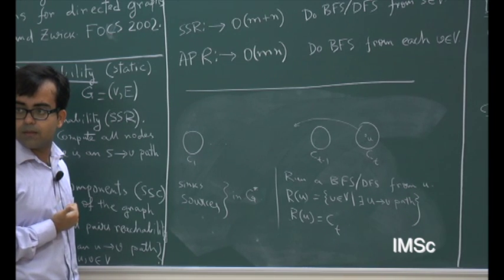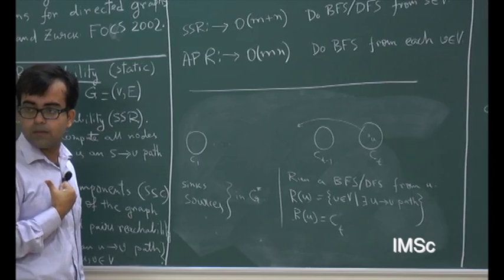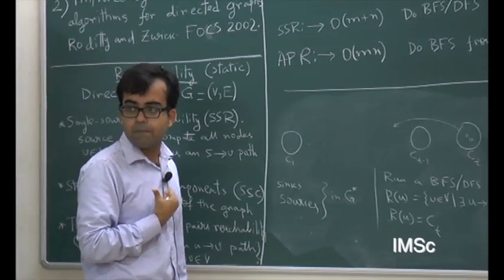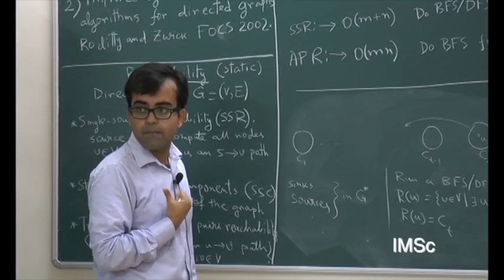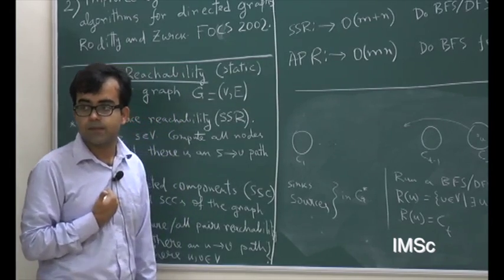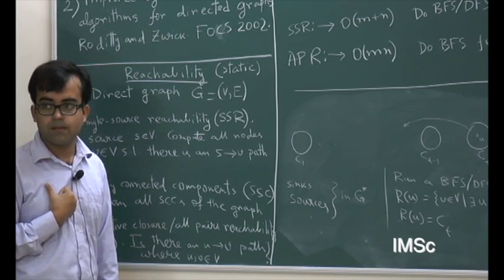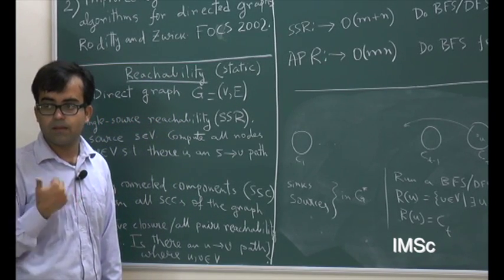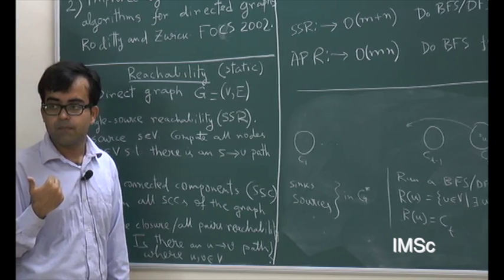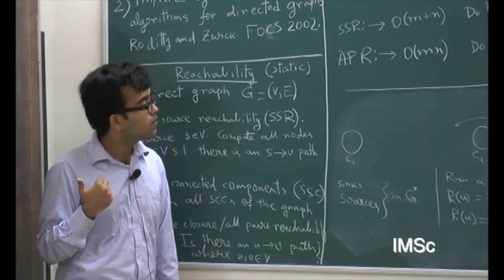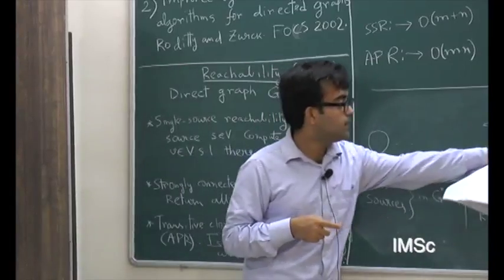Clear? We are finding the SCCs. Yes. Strongly connected components. How do you ensure there is a v-u path? Because that's a sink he's in. It's a sink, right? CT is a sink.